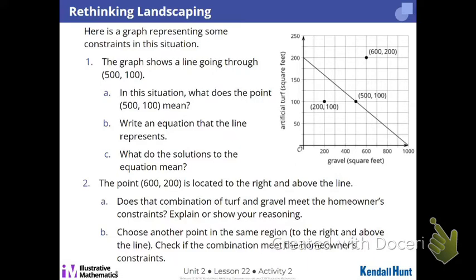What does it mean? Grant. 500 feet of gravel and 100 feet of turf is equal to $3,000. Okay, so 500 square feet of gravel, 100 square feet of turf equals $3,000. So it kind of looks like the 3,000 or money isn't on there, but the whole line, every point on that line is a total of what? 3,000. Yeah, 3 racks. Okay, so then who can help me write the equation for the line then?